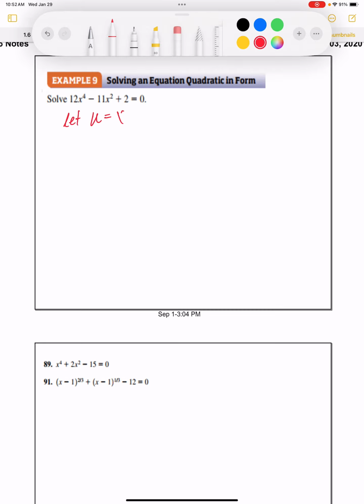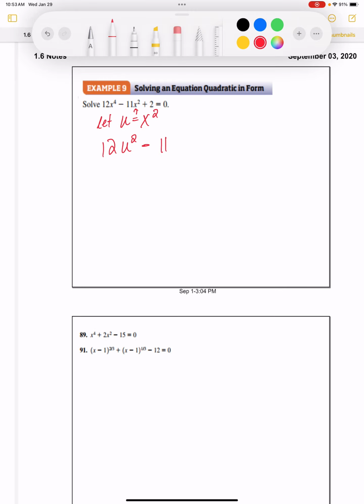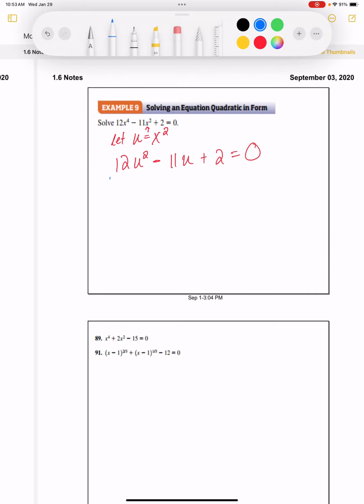So if I say let u equal x squared, the middle one, I want it to equal the middle term. Then what do I have? Well, I have 12u. Now, let's think about this. If I say u is equal to x squared and this is x to the 4th, then u squared is equal to x to the 4th. So u squared minus 11u plus 2 equals 0. And now we're doing the same thing we were doing a minute ago. Now it is quadratic.